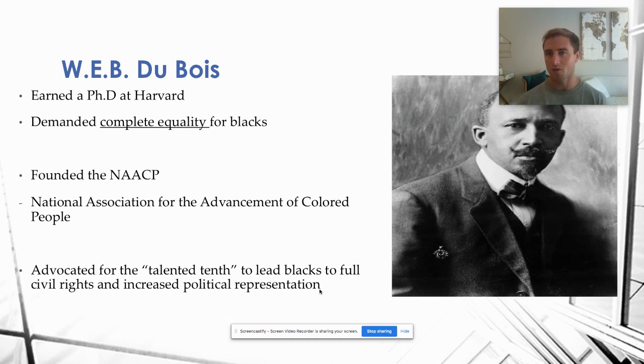He is right away going to demand complete equality for blacks. He says, I have come in and graduated from the highest institution in the country. There is nothing that separates African Americans and whites. Why are we segregating them? They should be together. And so his argument is there should not be this gradual assimilation. This should happen right away. He argues for other people like himself, the most educated, as he called the talented 10th, to lead blacks into full political representation. He's also very faithfully going to fund the NAACP, which is the National Association for the Advancement of Colored People, which we'll talk about multiple times throughout this course.